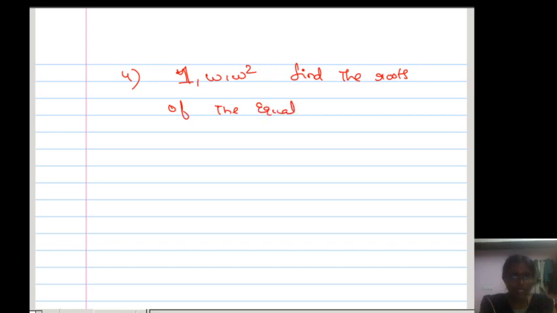What is your fourth question? If the cube roots of unity are 1, omega, omega square, then find the roots of the equation. Find the roots of the equation (x minus 1) whole cube plus 8 is equal to 0. We have to find the roots of this equation. For this I want to find the roots. So how to find?